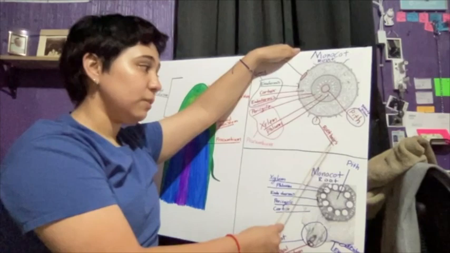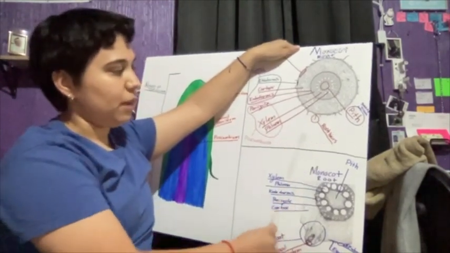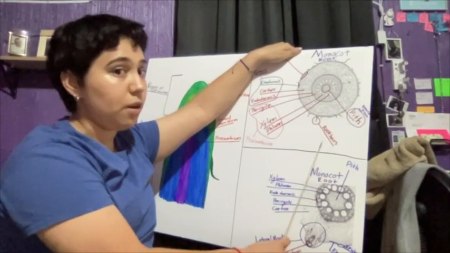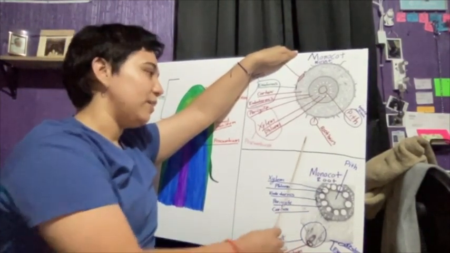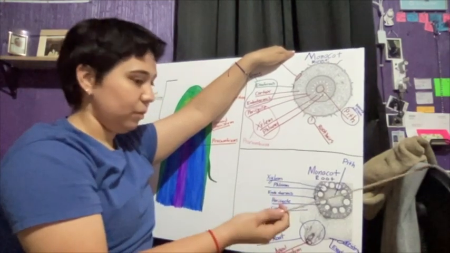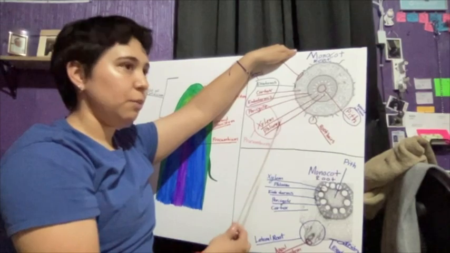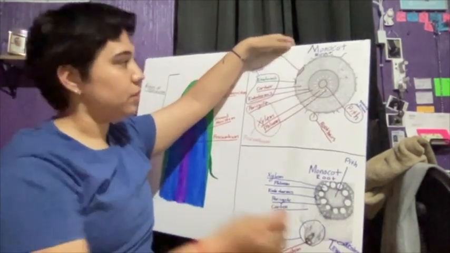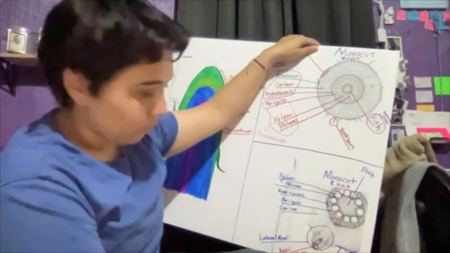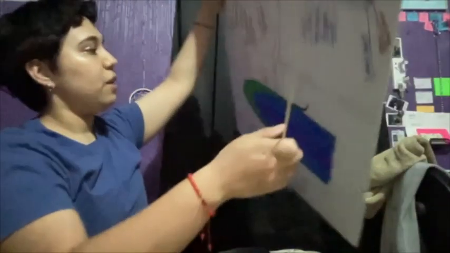So the root hairs, they basically help the plant cover a larger area, and it helps with the anchorage of the plant to stay in the ground, and it helps with covering more ground to absorb more water and nutrients. All right, and that's what root hairs do.